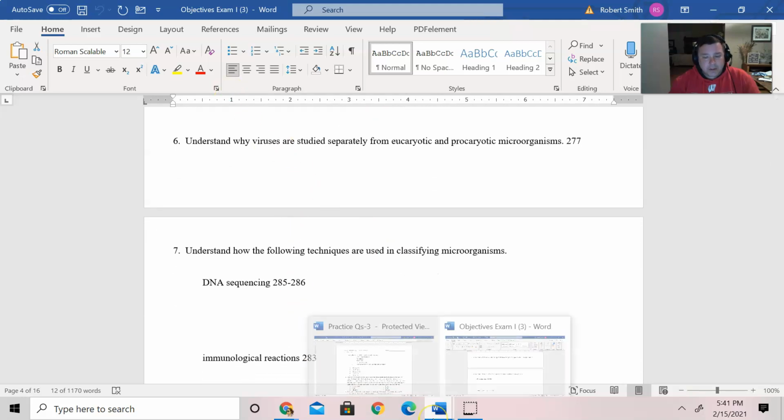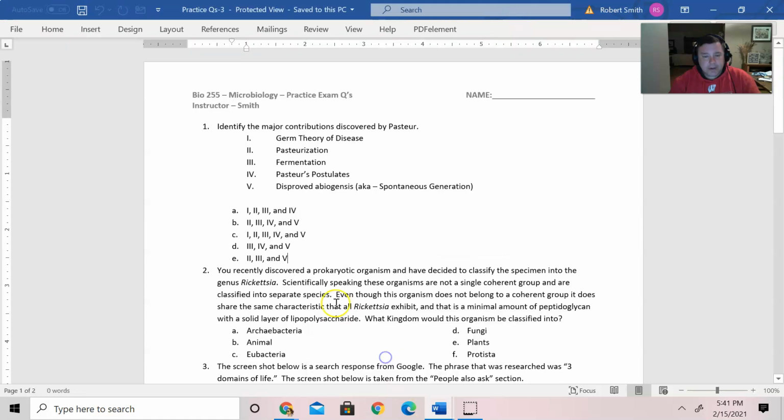So taking a look at this one right here, you recently discovered a prokaryotic organism. So back to the kingdoms. Remember how we break things down, eukaryotic, prokaryotic. Well, this thing is prokaryotic. You have decided to classify the specimen into the genus Rixidia.